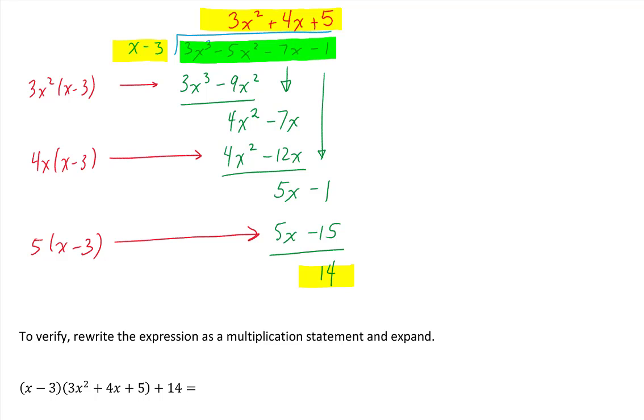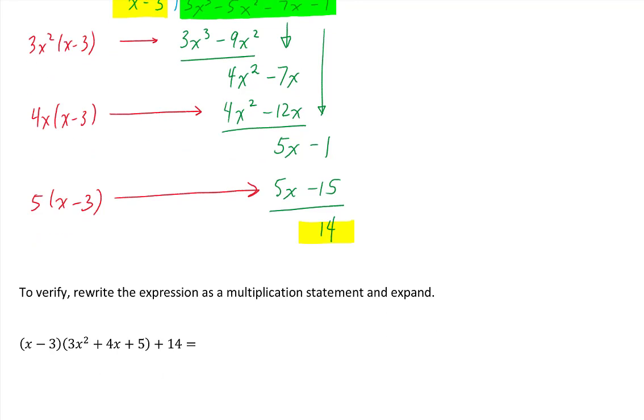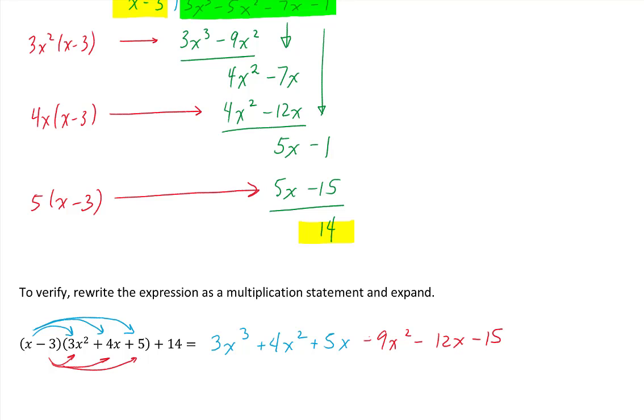So how do you check your work? So again, we can check our work by expanding. So using our distributive property, I can multiply the x by the 3 terms in the bracket, and then multiply the negative 3 by those same 3 terms, and then add the 14. So the first 3 terms are 3x cubed plus 4x squared plus 5x. The next 3 terms are negative 9x squared minus 12x minus 15, and then we still have that plus 14.